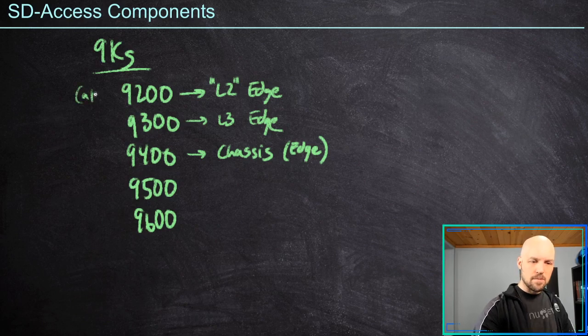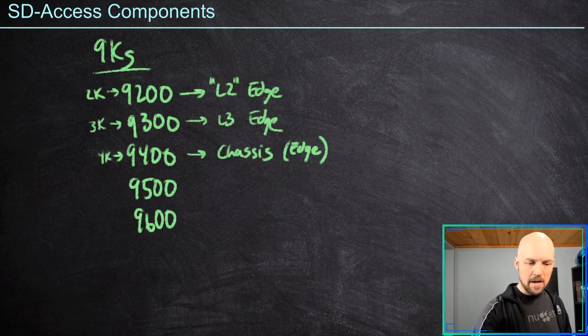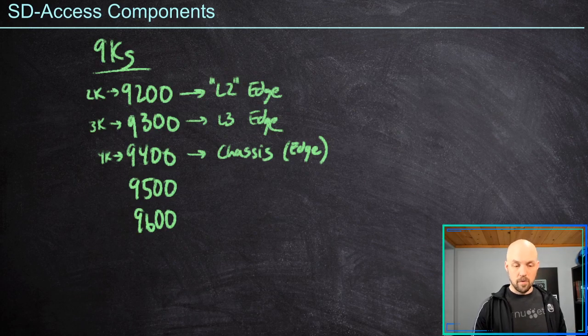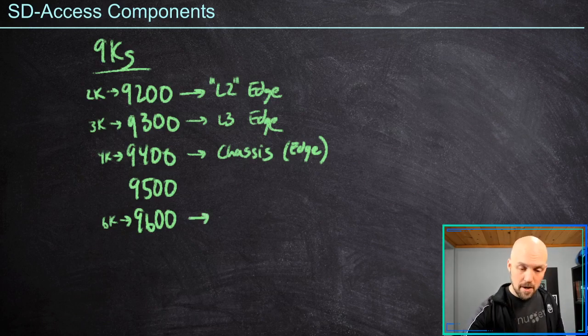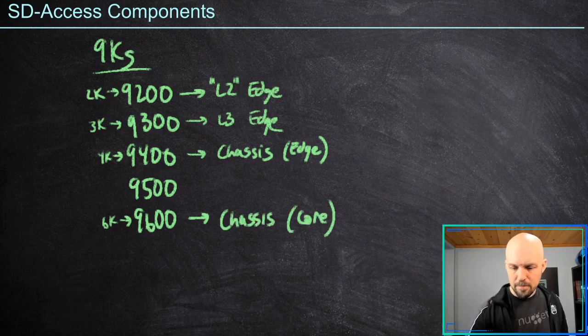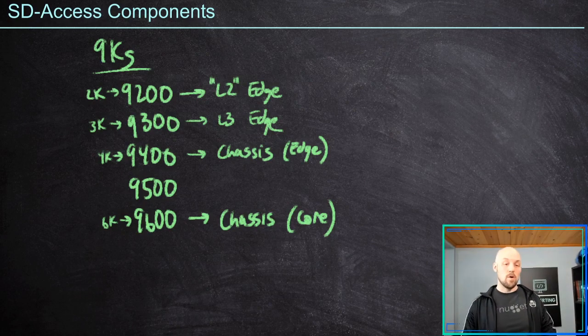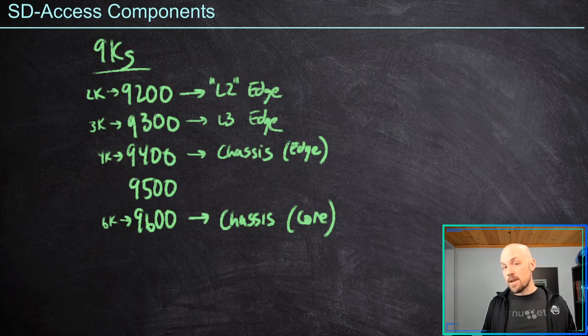The Catalyst 2Ks became the 9200s. The Catalyst 3Ks became the 9300s. The 4Ks became the 9400s. And so when we look down to the 9600s, you can bet that this was the spiritual successor, so to speak, of the 6500s and the 6800s, because this is a chassis switch that is built for core applications. So we see the pattern. If you're going to deploy a Catalyst 4500 chassis somewhere and you need the modern day equivalent, you can bet you're going to start in the 9400 line. There's a one-to-one relationship there for the most part.